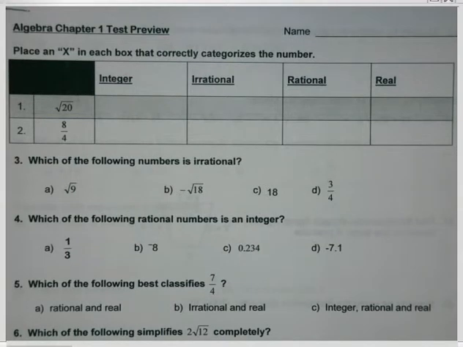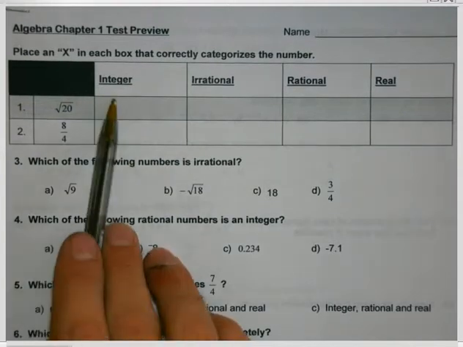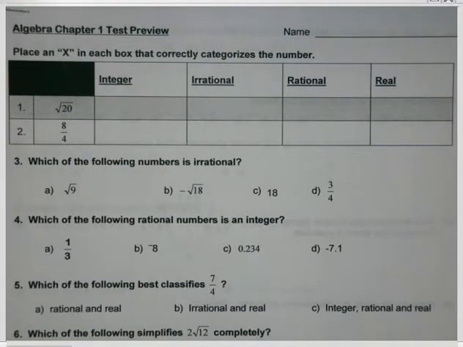Okay, numero uno. Place an X in each box that correctly categorizes the number. Now, it could be several of them. Okay, so let's see. An integer. Anybody remember what an integer is, or an example of one? Oh boy. Integer. Are integers like fractions?